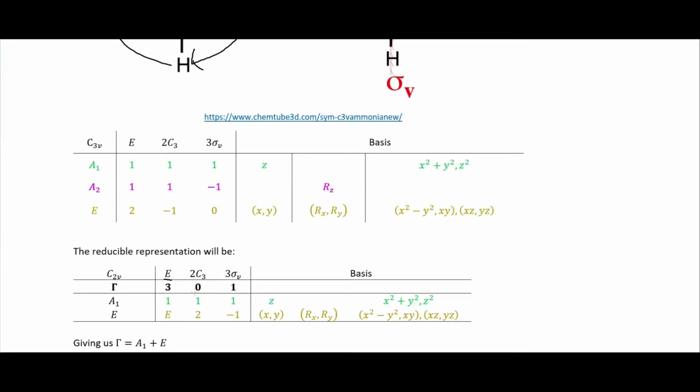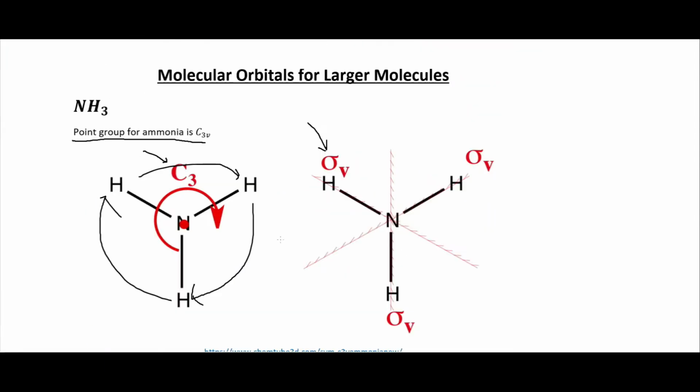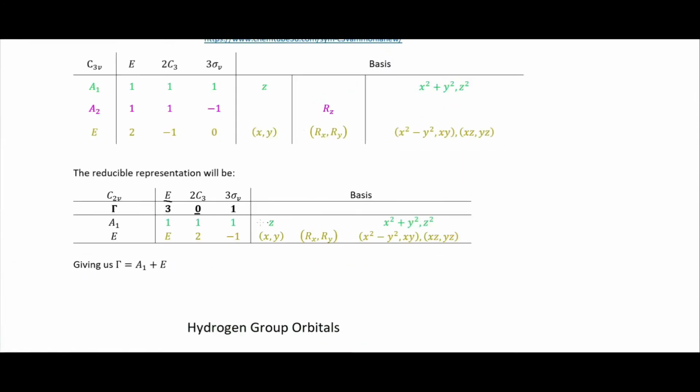and so that will be 0. And if we do a reflection, any reflection is going to change two of the hydrogens while leaving the other one the same, and so that is a 1. And so the two irreducible representations that generate this are the E and the A1.